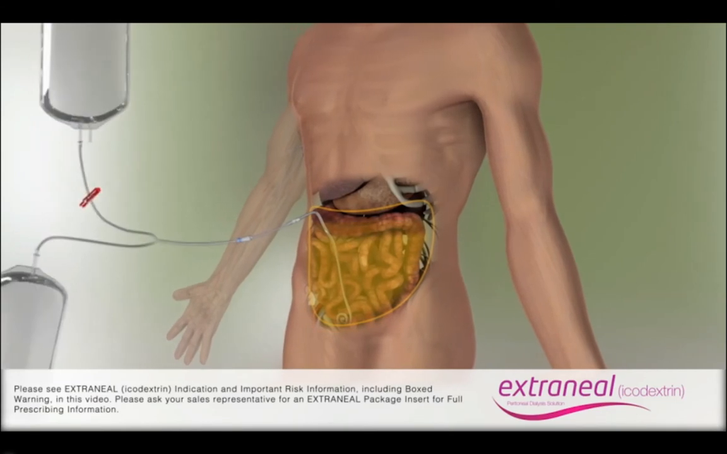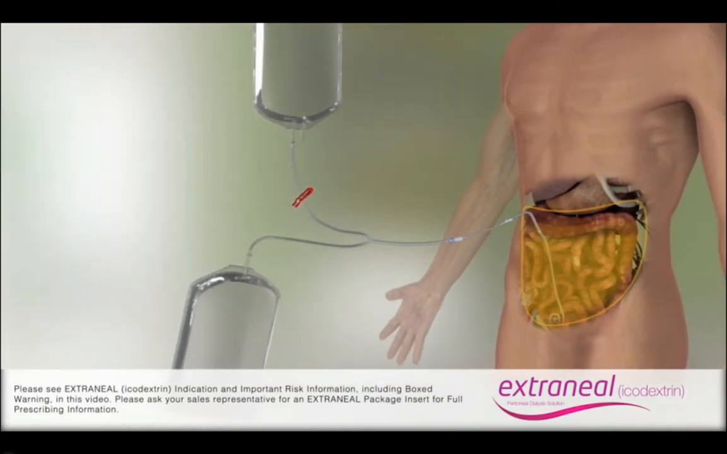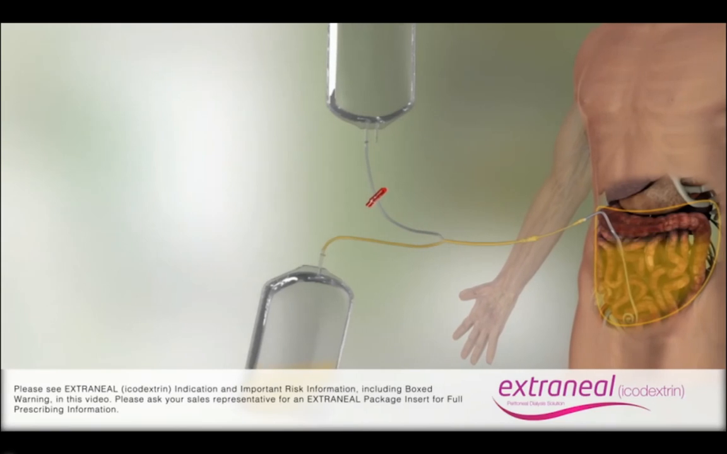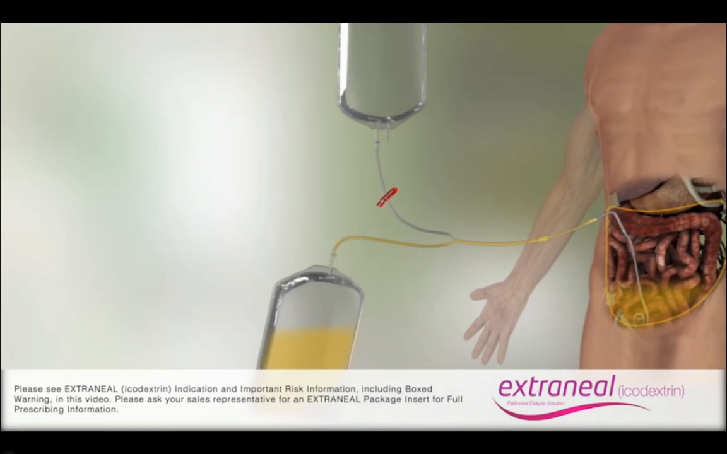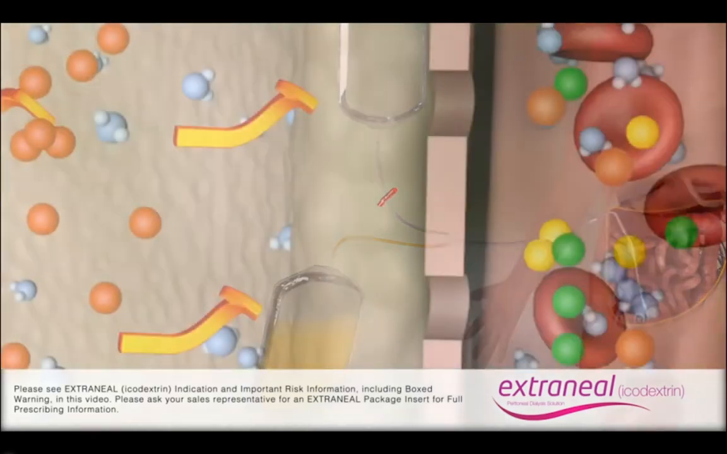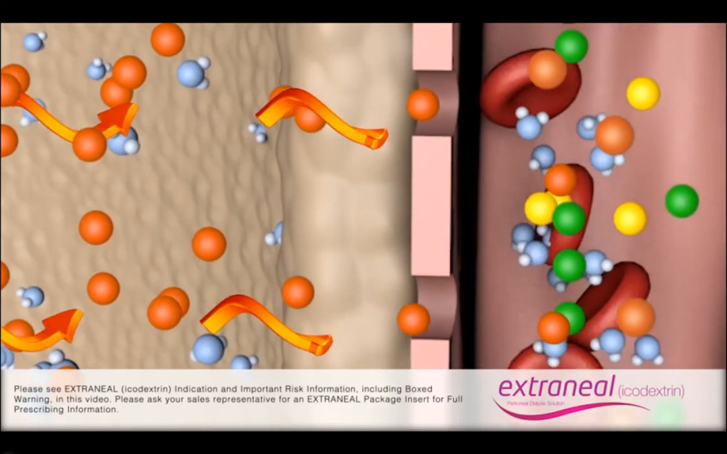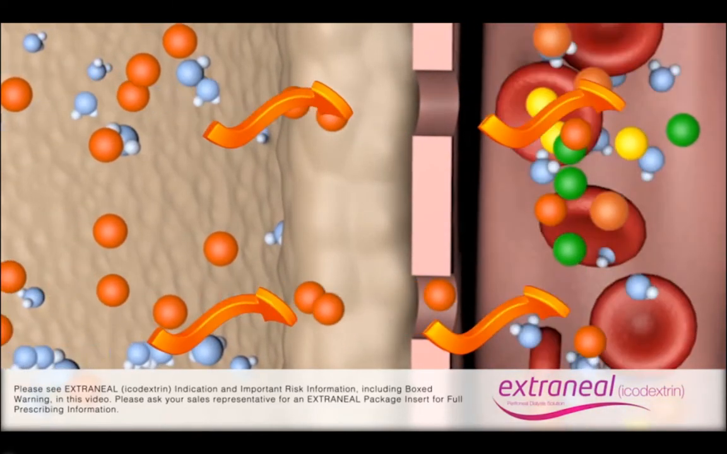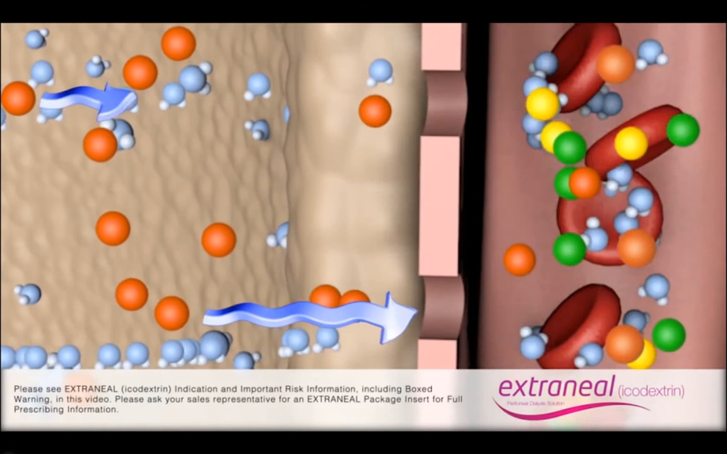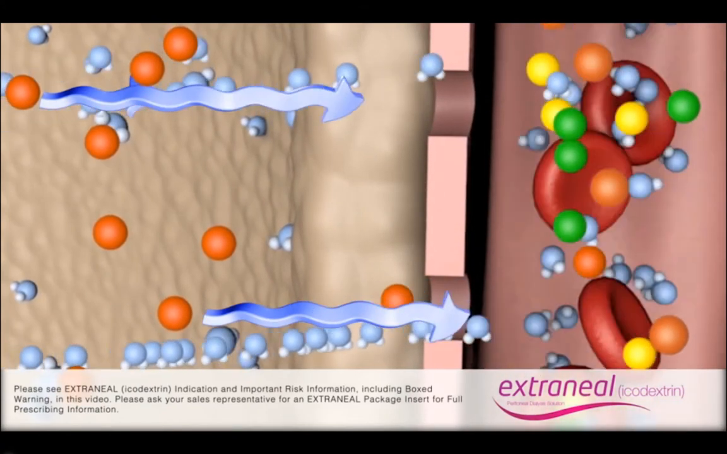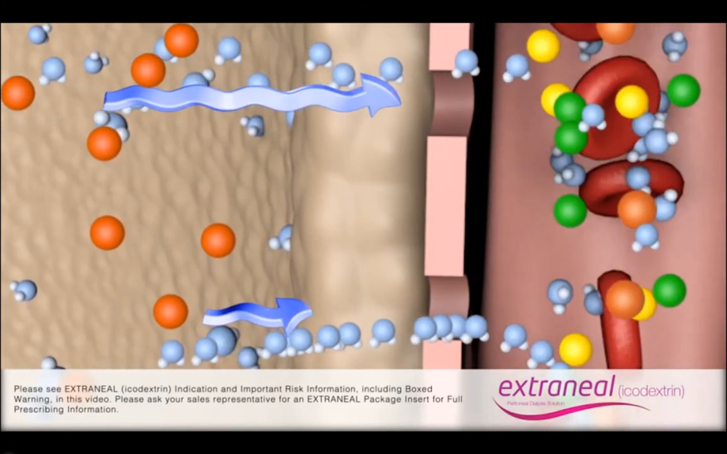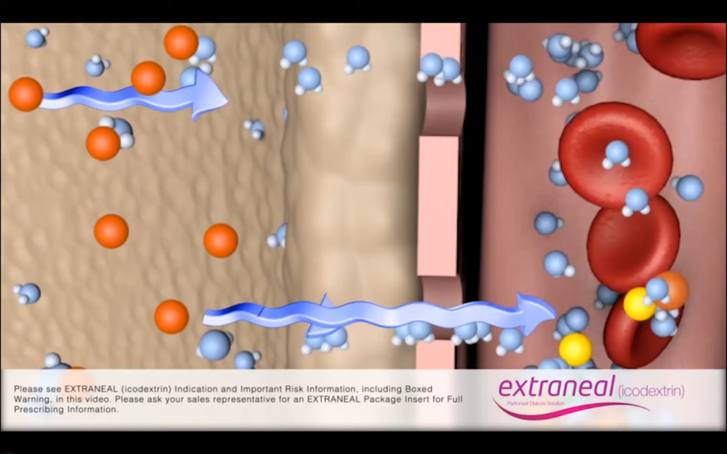The amount of toxin and fluid removal depends on the type and concentration of the solution, the length of dwell time, and the permeability of a patient's peritoneal membrane. When using a glucose solution during the long dwell, the concentration of glucose may reach equilibrium with the blood. This can result in the loss of osmotic gradient and can lead to reduced or net negative ultrafiltration.